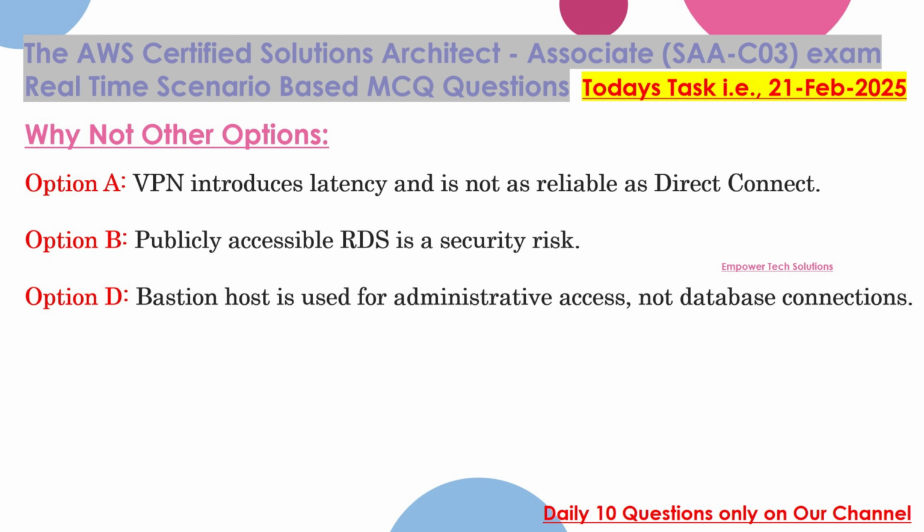Why not other options? Option A, VPN introduces latency and is not as reliable as Direct Connect. Option B, publicly accessible RDS is a security risk. Option D, a bastion host is used for administrative access, not database connections.